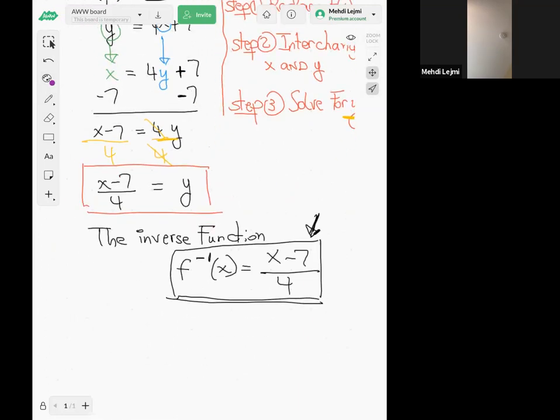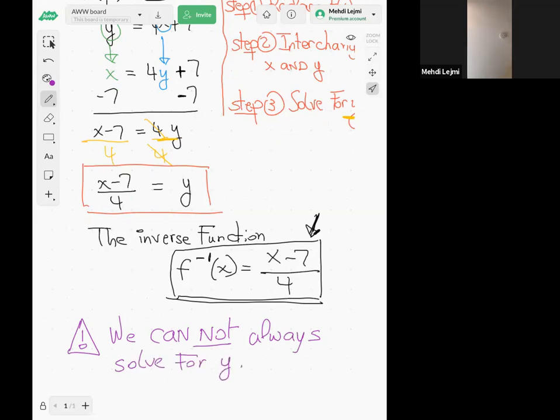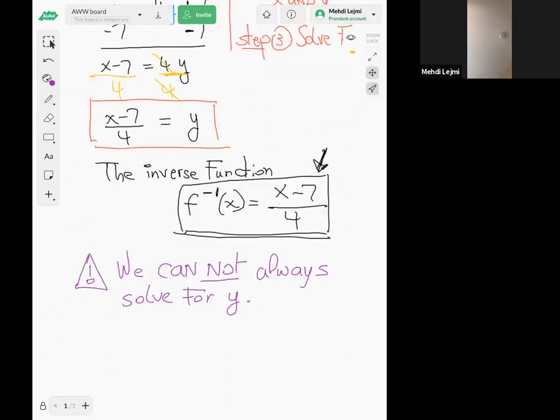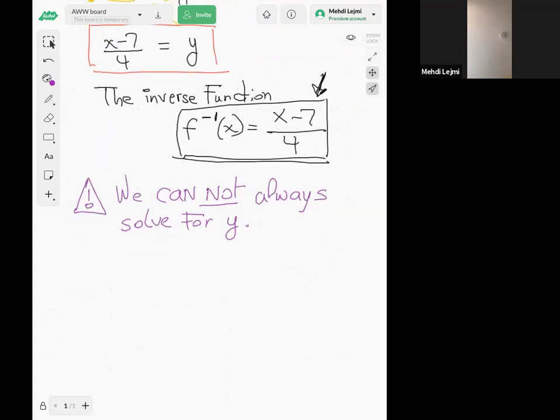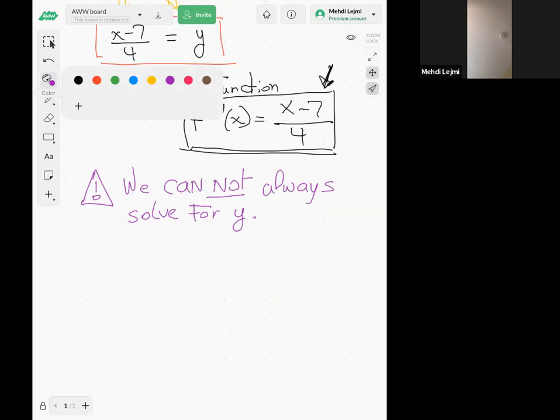We cannot always solve for y. Okay. Well, so let me give you an example where you cannot solve for y. Okay, a very basic, very simple example. All right. So I'm gonna try to follow the same steps. So here's my example.